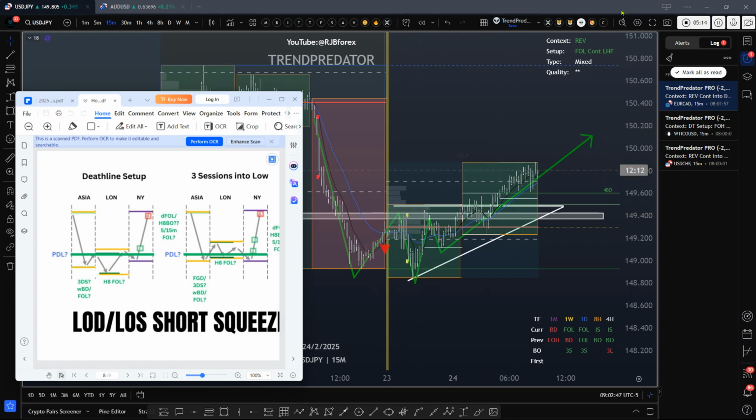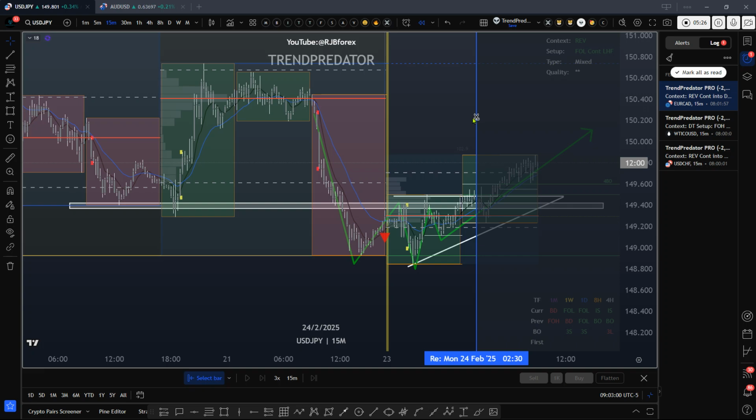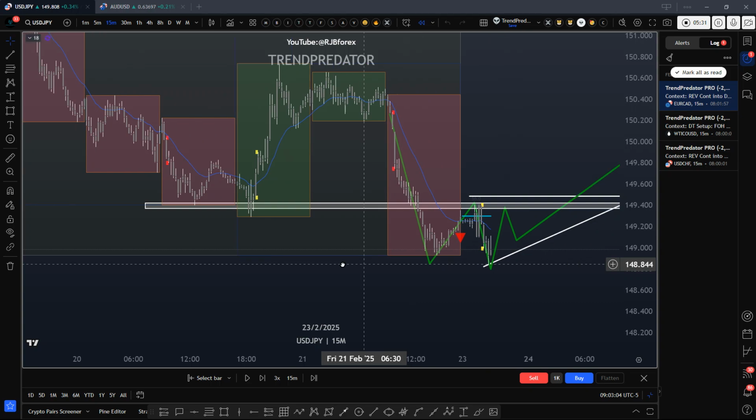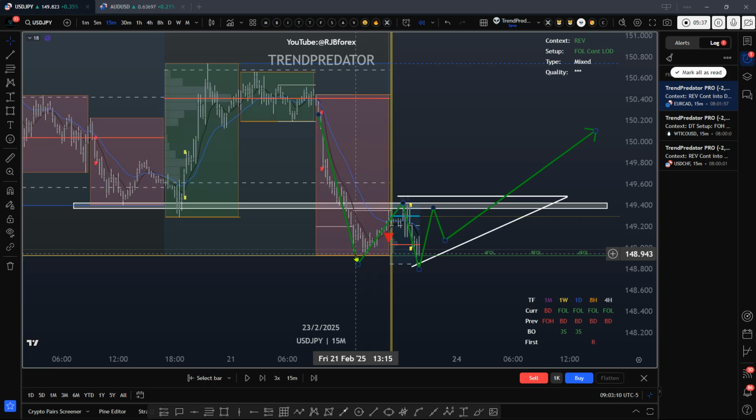So as you can see, the TrendPredator Pro flagged that trade setup. Now it did so, let's get rid of this now, it did so early on in the day when it came back inside, I believe. Should have been back inside, yeah.